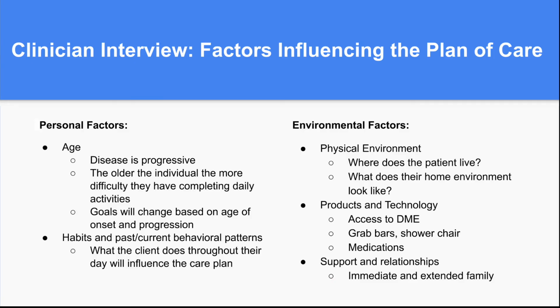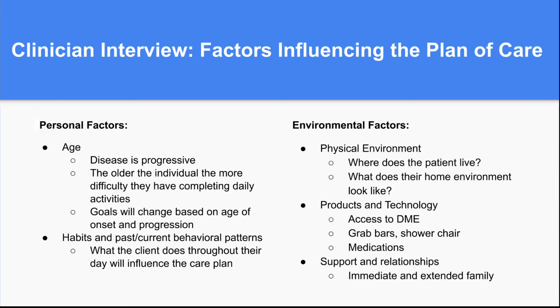Dr. Hahn mentioned numerous factors that influence the plan of care for her patients. Age is a significant personal factor. Since Parkinson's is a progressive disease, as the patients age, they will have more difficulty completing their ADLs. The patient's goals will be considered based on the age of onset and the progression of the disease. An additional personal factor is their habits or past and current behavioral patterns. Learning from a patient what their past routines look like will help to shape goals and outcomes for the plan of care.